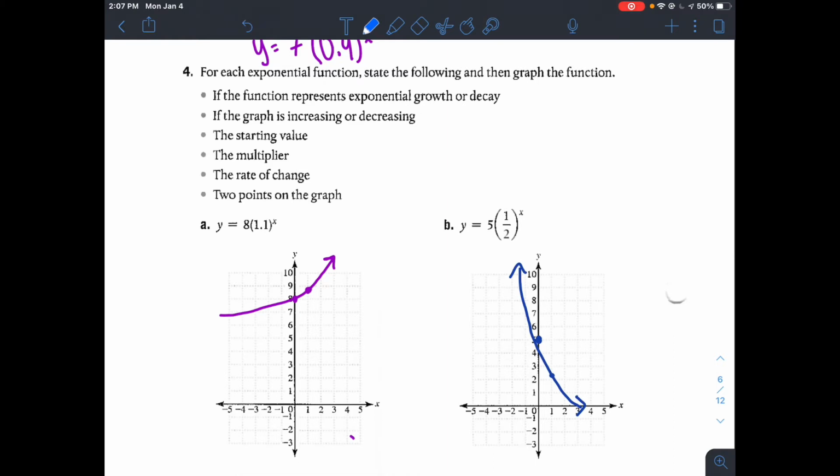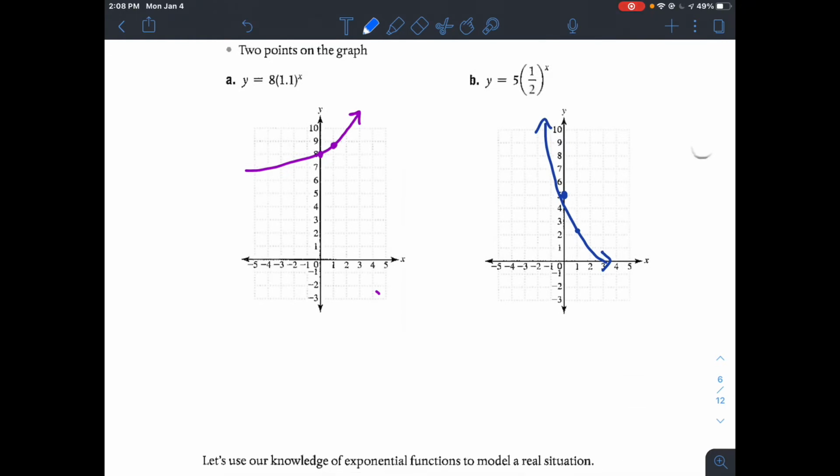And then for this last one here, number 4, oh, no, we're going to do 5. So for number 4, for each exponential function, state the following and then graph the function. So we've got a lot of things that they want us to list in graphing the function. So we need to first say if the function represents exponential growth or decay, if the function is increasing or decreasing, the starting value, the multiplier, the rate of change, and 2 points on the graph.